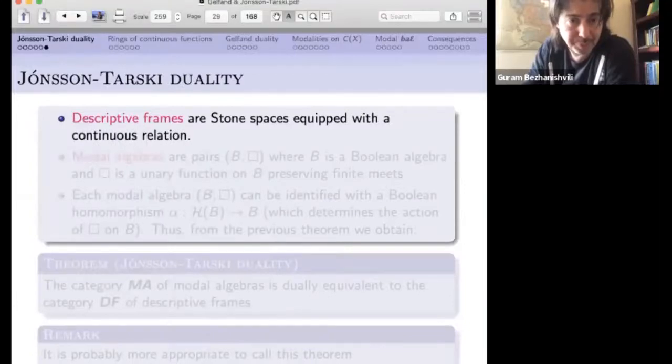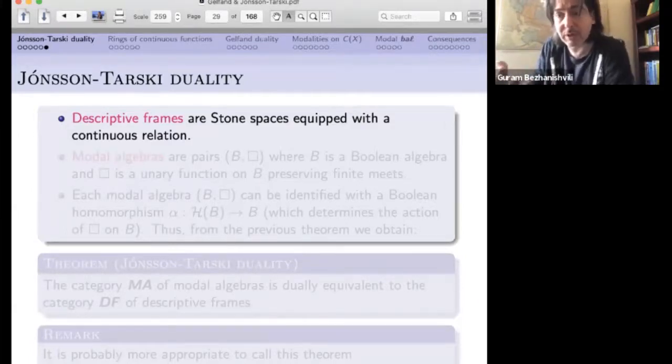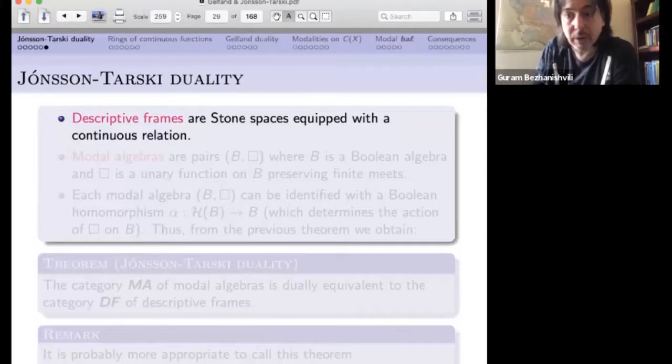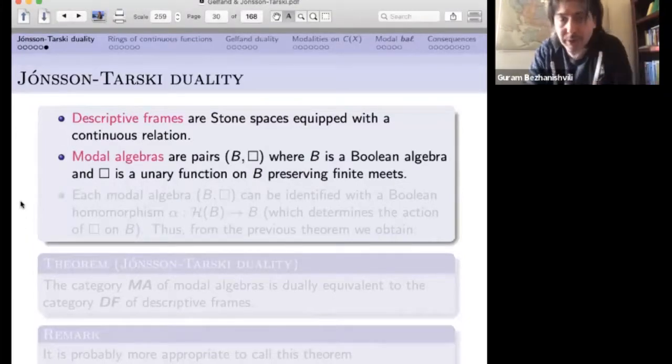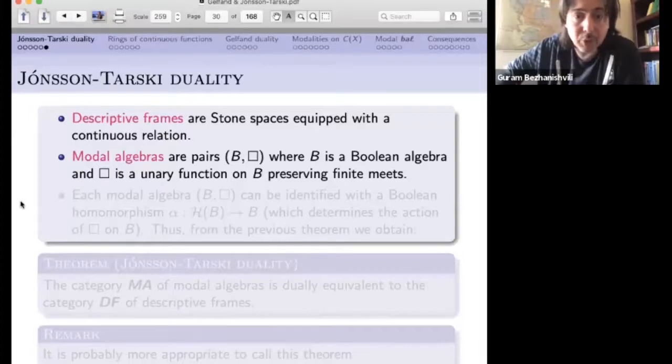Now, how does this relate to Jonsson-Tarski duality? This is just a different way to think about Jonsson-Tarski duality, because remember that Jonsson-Tarski duality on the frame side has the so-called descriptive frames. These are Kripke frames that are enriched with topology. And all that a descriptive frame is, it's really a Stone space equipped with a continuous relation. On the other hand, modal algebras are Boolean algebras with a unary modality that preserves finite meets, or you can of course work with diamond if you prefer, they are interdefinable.